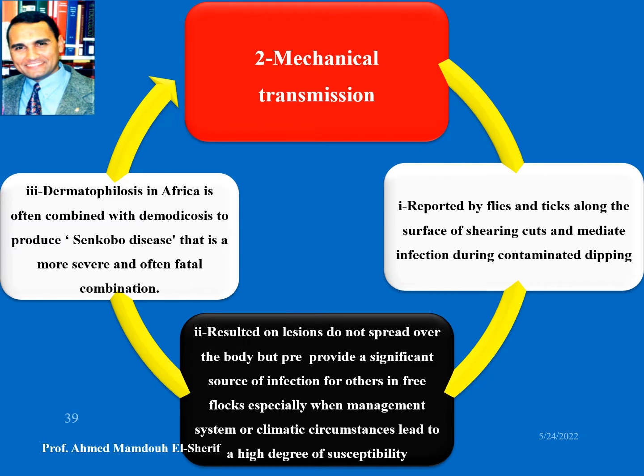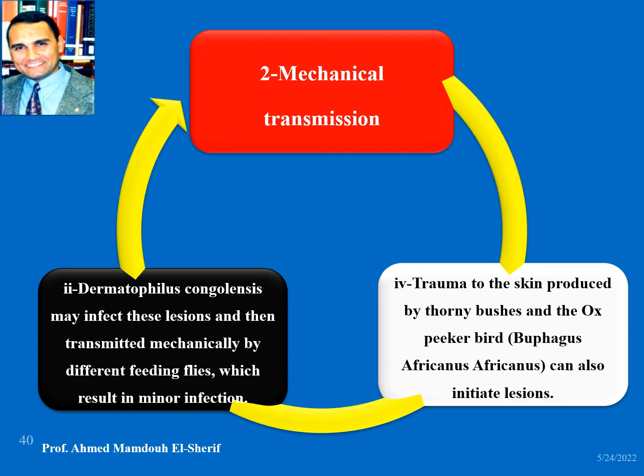Number 3, dermatophilosis in Africa is often combined with demodicosis to produce senkobo disease, which is a more severe and often fatal combination. Also, mechanical transmission occurs due to trauma to the skin produced by thorny bushes, and the oxpecker, Buphagus africanus, can also initiate the lesions. Dermatophilus congolensis may infect these lesions and then be transmitted mechanically by different feeding flies, which results in minor infection.